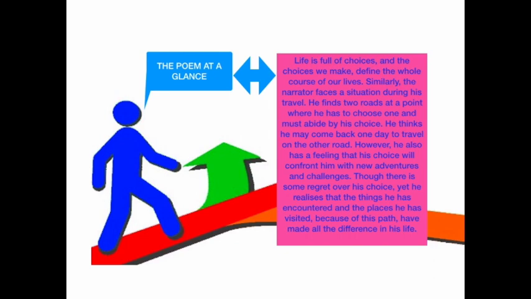However, he also has a feeling that his choice will confront him with new adventure and challenges. Though there is some regret over his choice, yet he realizes that the things he has encountered and the places he has visited because of this path have made all the difference in his life.